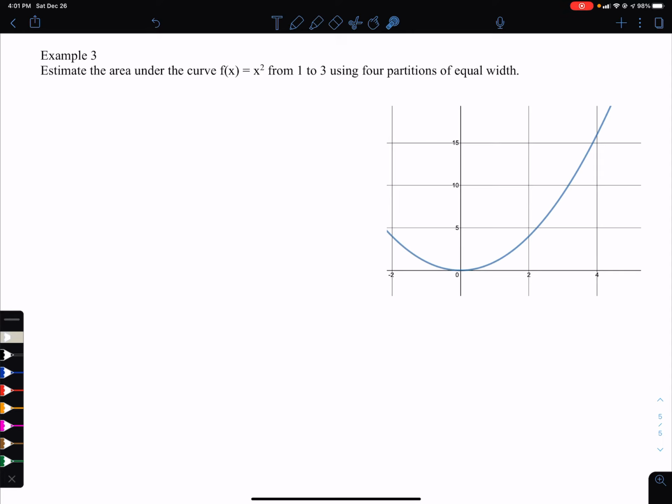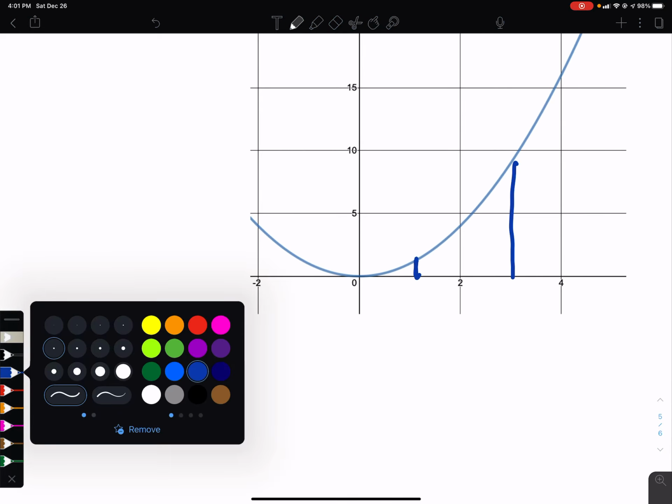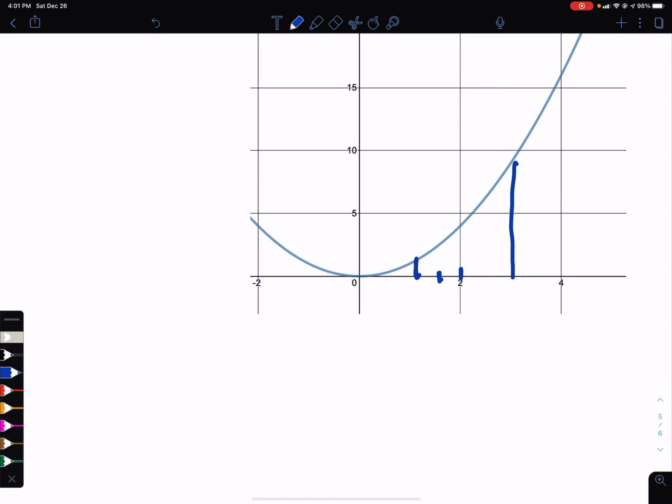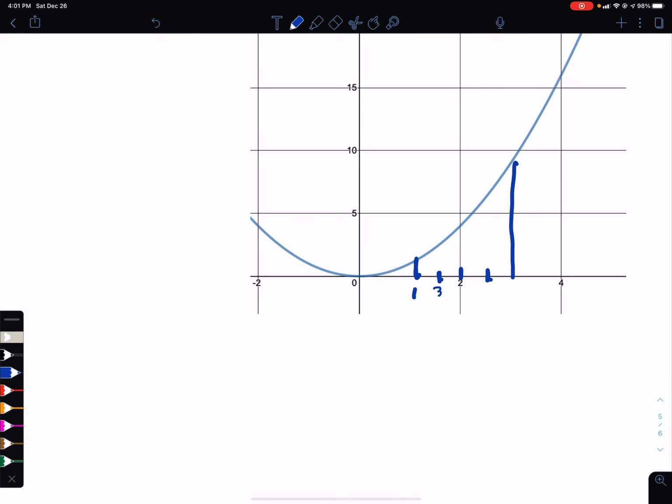So we're going from 1 to 3. Here's 1. Here's 3. And they want 4 equal partitions. So if you cut that in equal parts, you're going to get there and there. This will be 1, 3/2. Let me back up on this and get a smaller pen size. That's 3/2. This will be 4/2, which is 2, 5/2, and 6/2, which is 3.